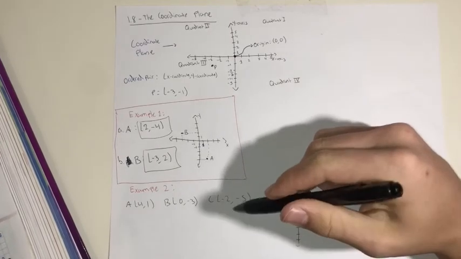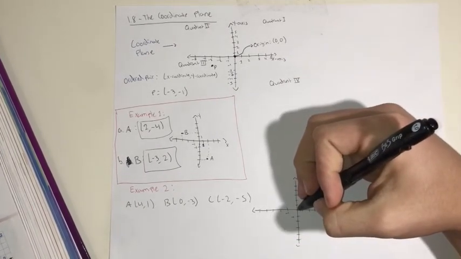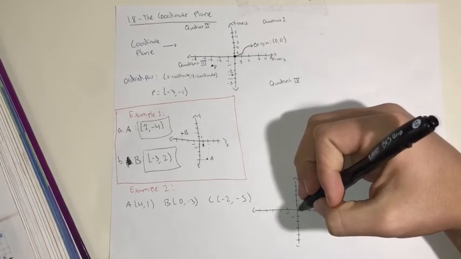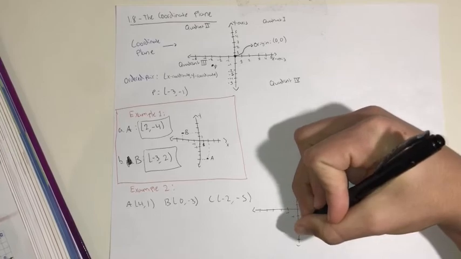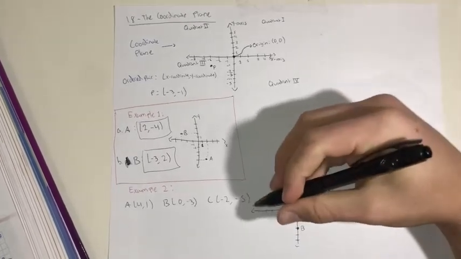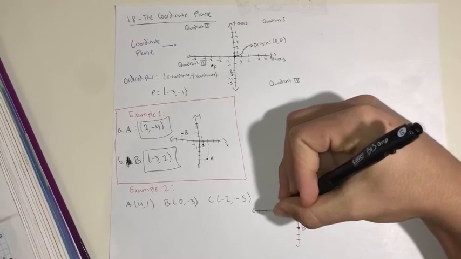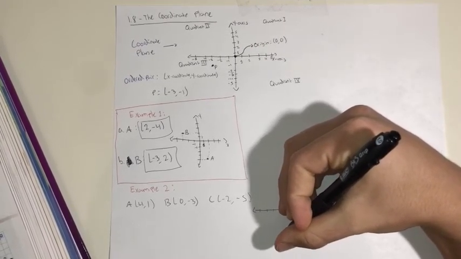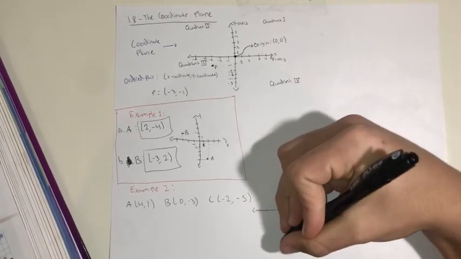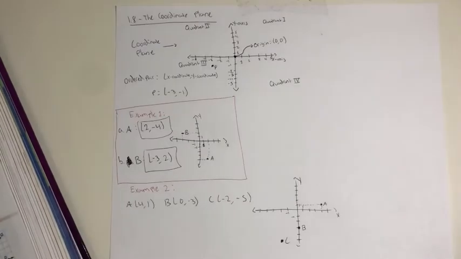For point B, we're going to be 0 in the x direction, so it's going to be here. We're not going to move anywhere in the x direction, and then 3 down. 1, 2, 3. B is going to be over here. For C, we're going to go -2 in the x direction, so 1, 2, and then -5 down. So we're going to go all the way down to -5. This is going to be point C. This is the end of example 2.